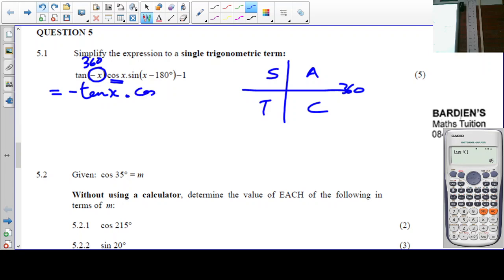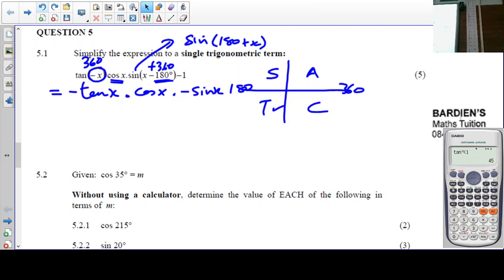Cos is cos x times. Now x minus 180. There's your x angle. Minus 180 takes you to quadrant 3. So that is going to be negative sine x. But say you don't want to work with a negative angle. So what we do is we add 360 to that. So 360 minus 180 is 180. So that is the same as saying sine of 180 plus x. Which gives you 180 plus x, still in the third quadrant, which makes sine negative. So it's negative sine x.